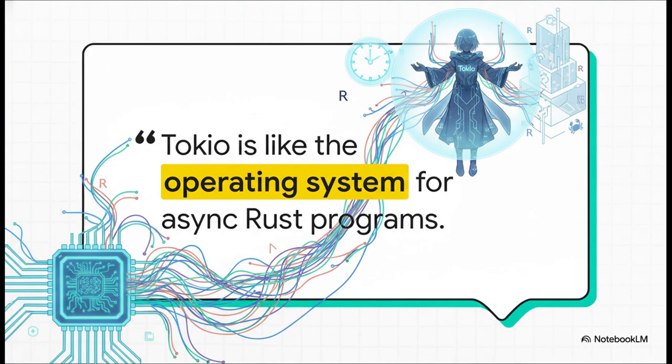This is just the perfect way to think about it, right? Just like an OS manages all your computer's resources, Tokio manages all your program's asynchronous tasks. It makes sure everything runs efficiently and doesn't get gridlocked. It's the boss of your program's concurrency.